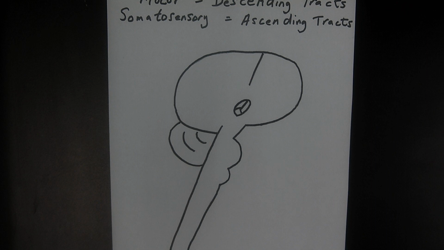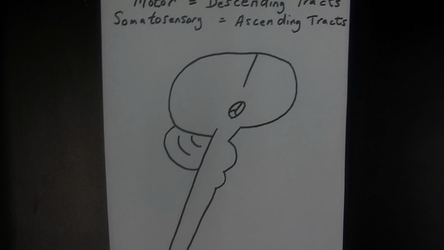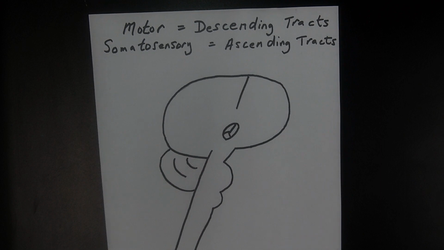Okay, thinking about motor, descending tracts, and somatosensory ascending tracts. That's where we're going to start today. And whenever we start a new section, I like to do a big general overview, just like looking down at large topics. I mean, everything we're going to cover when we're talking about spinal cord, and just kind of go back through that.